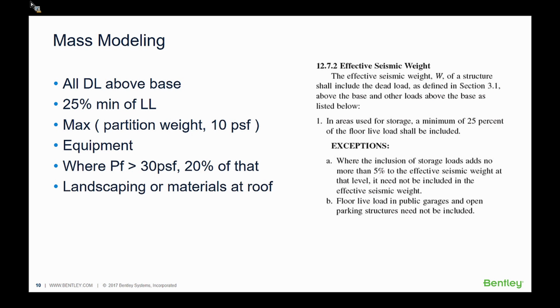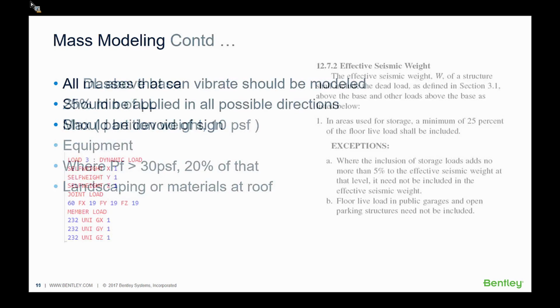Where partitions are required to be provided, one has to include the actual partition weight or a 10 pounds per square feet floor load over the entire floor, whichever is greater. Weight of any equipment sitting on the structure above the base. Where your flat roof snow load exceeds 30 pounds per square feet, the code asks you to consider 20% of that, irrespective of the slope of the roof. Weight of any landscaping or any other material at roof or any other level.